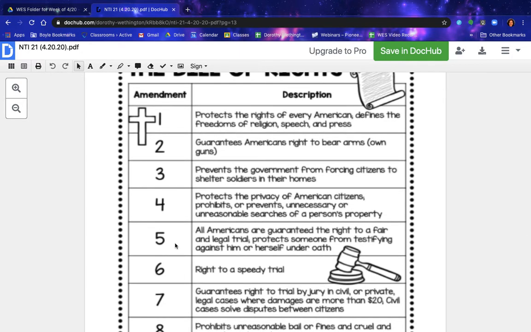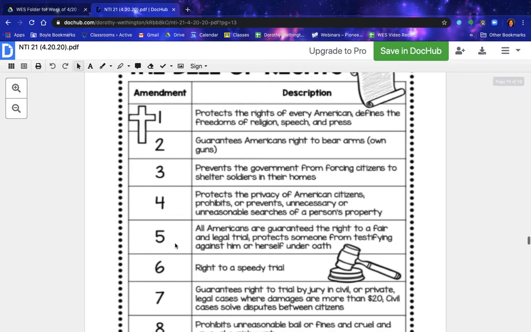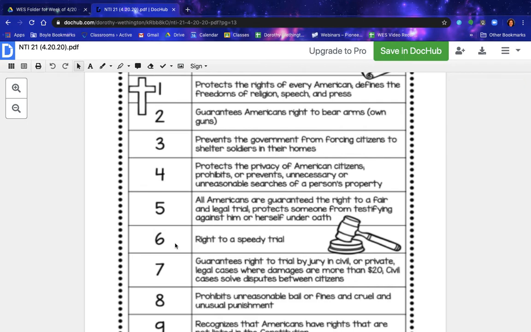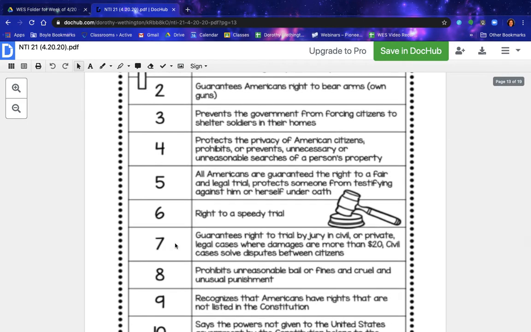Amendment number 5: all Americans are guaranteed the right to a fair and legal trial, and it protects someone from testifying against him or herself under oath. Number 6 is the right to a speedy trial. Number 7 guarantees the right to trial by jury in civil or private legal cases where damages are more than $20.